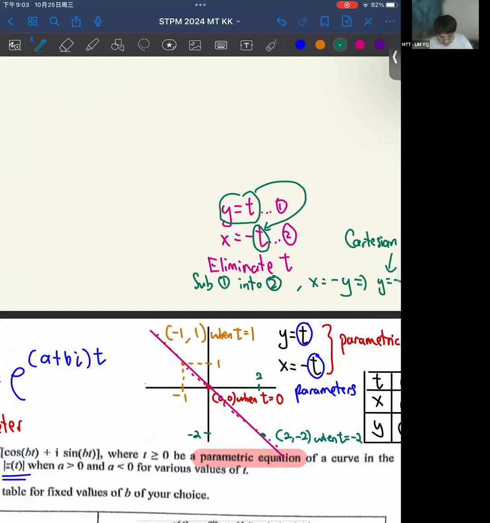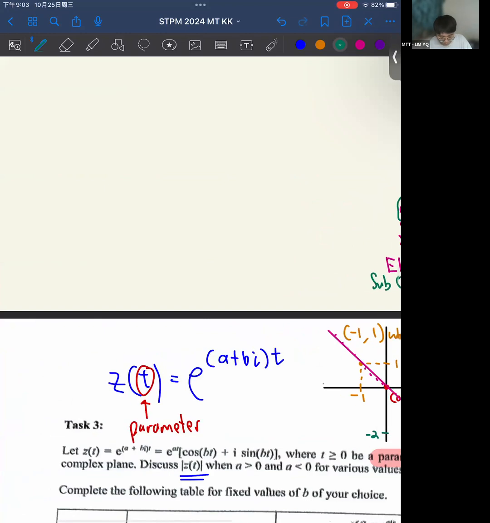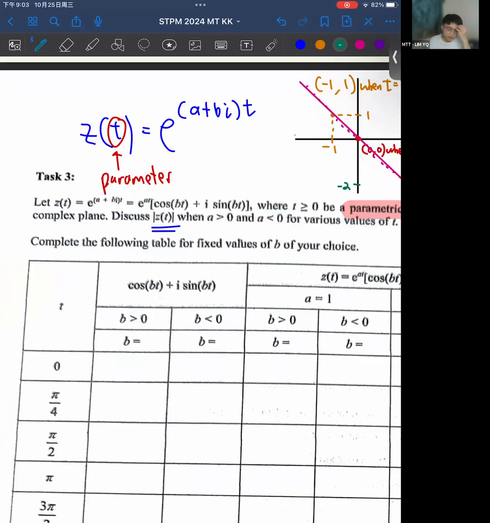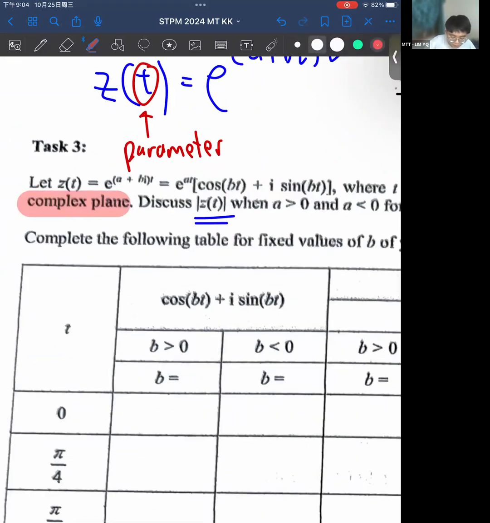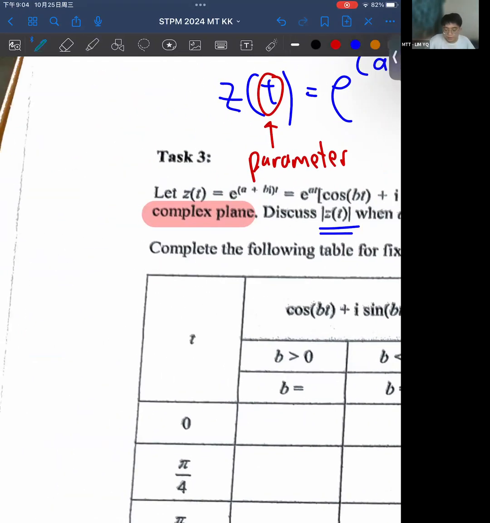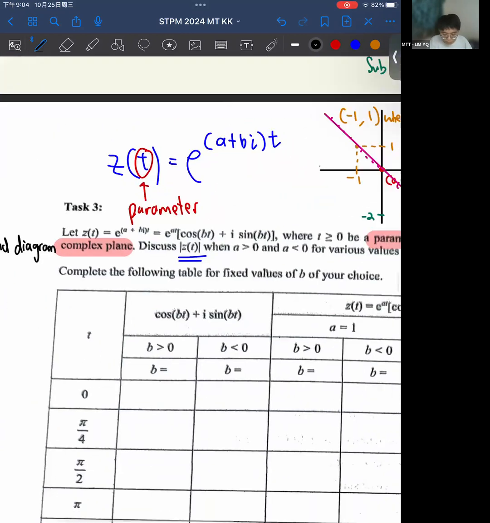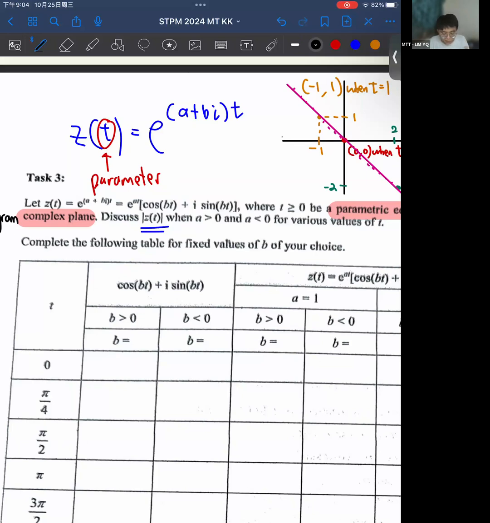Okay. Now we go back to our question. So this one is very difficult. Straight away it becomes very difficult. z(t) is something like this. Now it becomes a complex number already. What does it mean by complex plane? Argand diagram. Meaning that let this one be a parametric equation on the Argand diagram. Now we will do a few things.